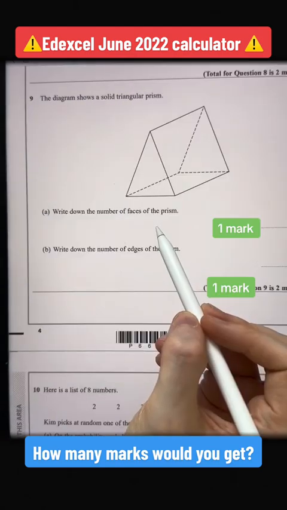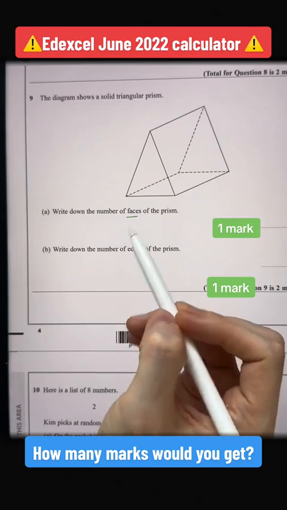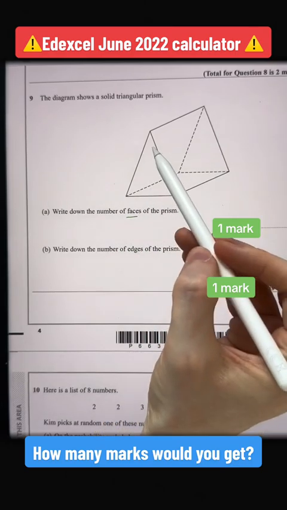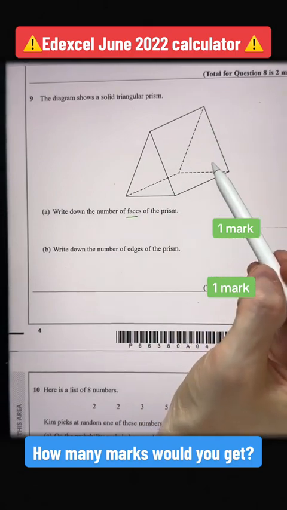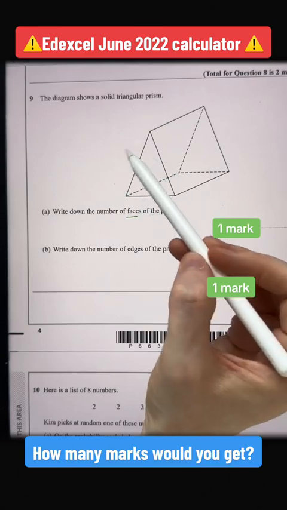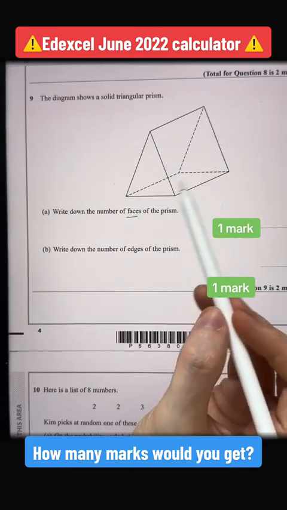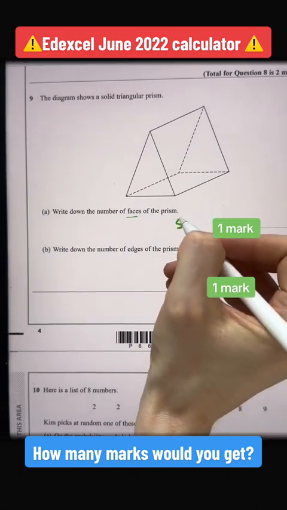Question 9. The diagram shows a solid triangular prism. Write the number of faces of the prism. Well, each of the faces is basically the flat surfaces. So I'm going to have a face here in the front, that's 1. A face here on the back, which is 2. I'm going to have a face going down the slope on the back, which is 3. A face here going down the slope on the right, which is 4. And I'll have the base, which is another face, which is 5.